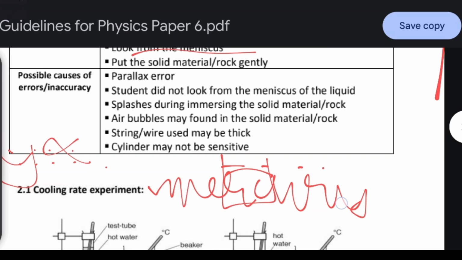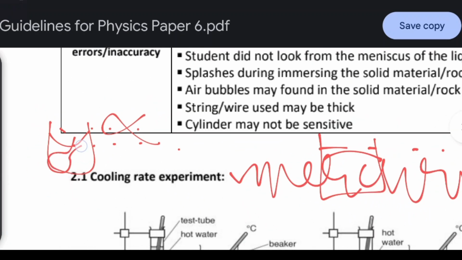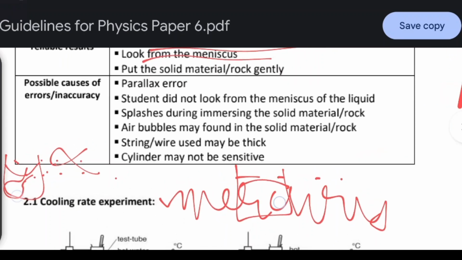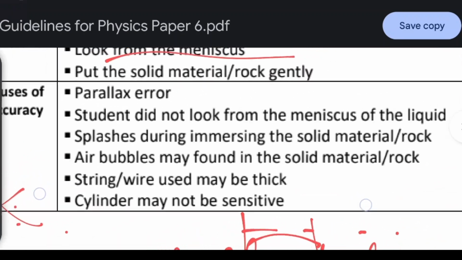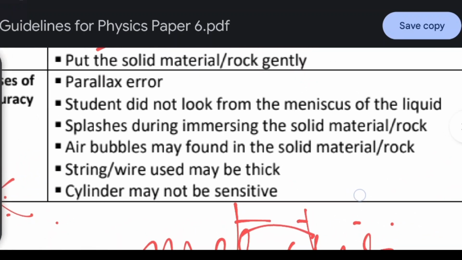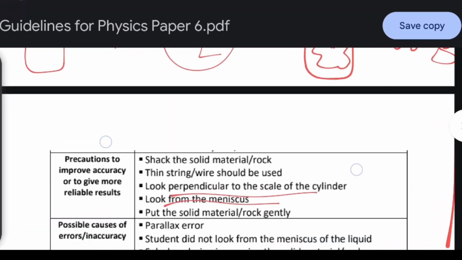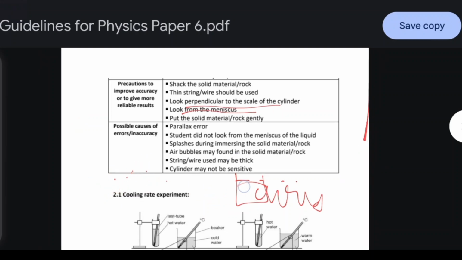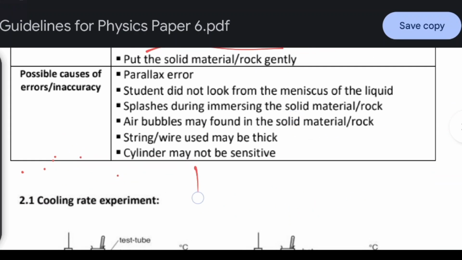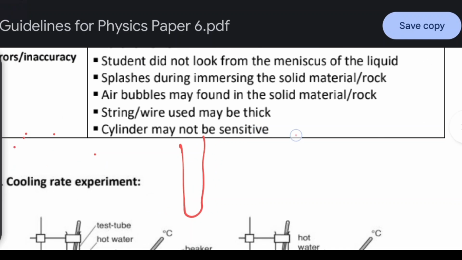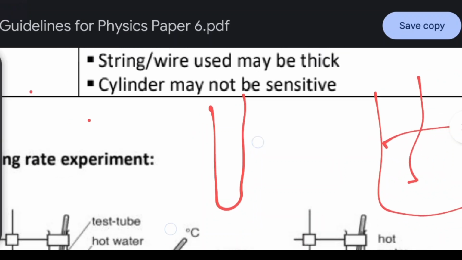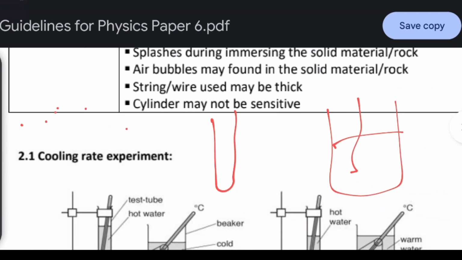We discussed this before. Air bubbles may be trapped in the solid material. When you put the solid material in, air bubbles can form, which can again affect the accuracy of the experiment. If the string is too thick, it can also cause an extra increase in volume, so we won't get accurate results. The measuring cylinder may not be sensitive, it might not detect that the solid is added. So if they say the cylinder is not sensitive, what you can say is to use a narrow measuring cylinder rather than a wide one. In a wide cylinder, only a small volume increase is shown, but in a narrow measuring cylinder it will be sensitive. The increase in volume will be more obvious.